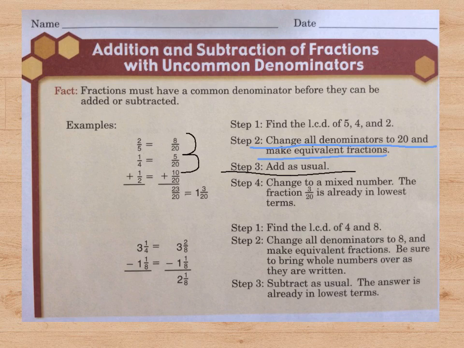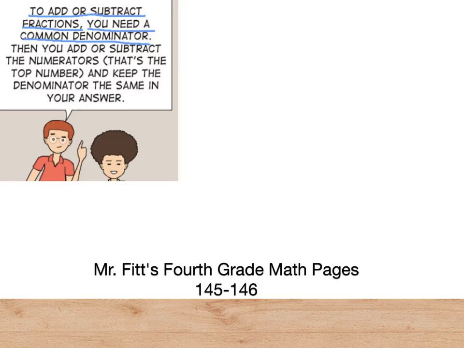That's improper, so they had to make it proper. 20 goes into 23 one time with 3 left over. And we see that being done right there. So to add or subtract fractions, it's saying you need a common denominator. Then you add or subtract the numerators, the top numbers, and keep the denominator the same in your answer.